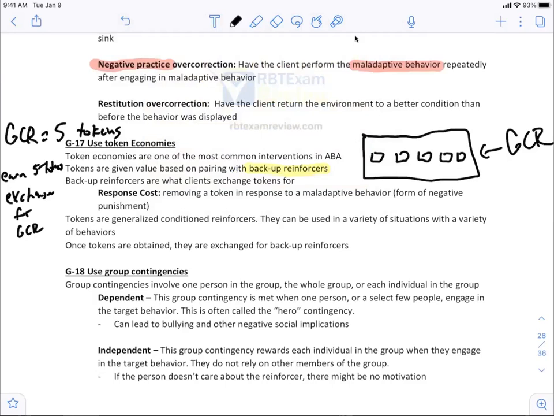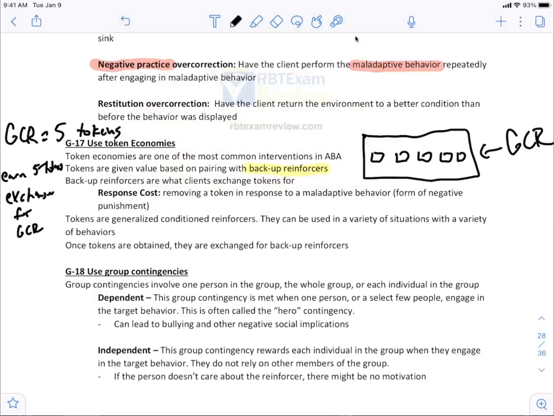When we're developing token economies, we should always set the prices low initially. That way our clients are contacting reinforcement quickly. Once they get adjusted and we're seeing the behavior change we want, we always want to make sure we're adjusting our economy as necessary.